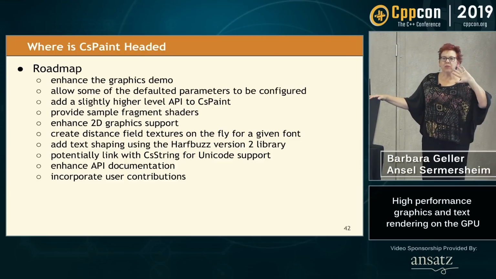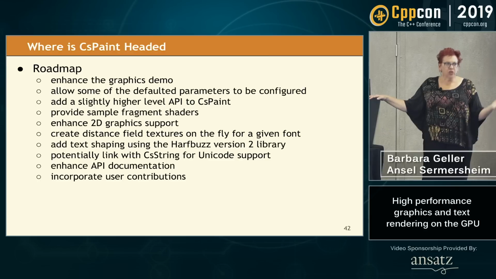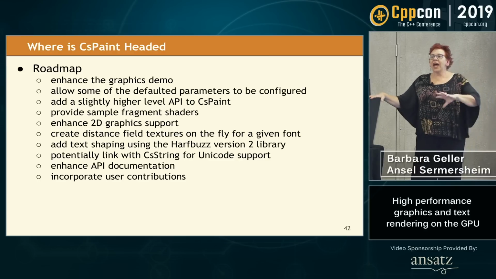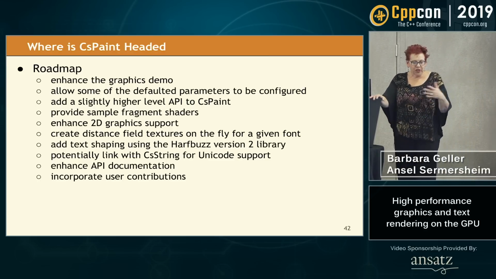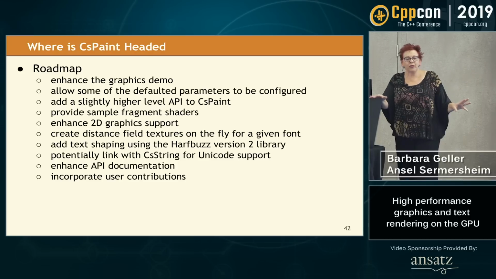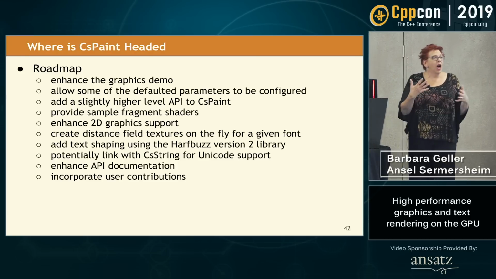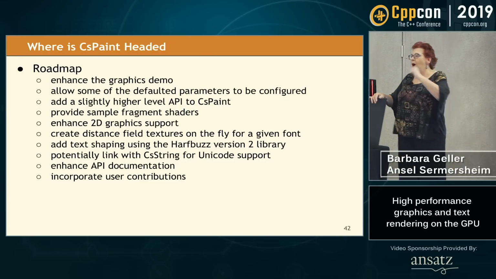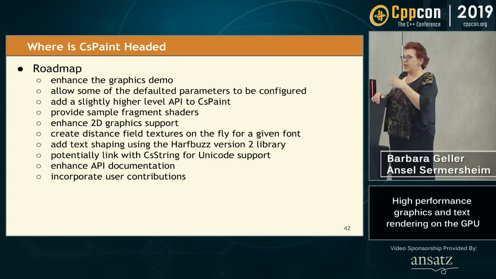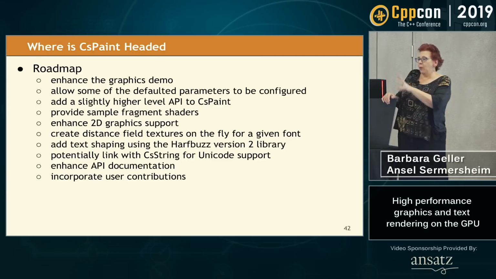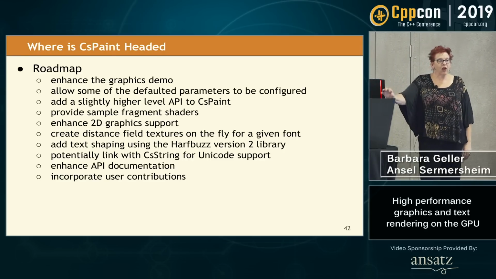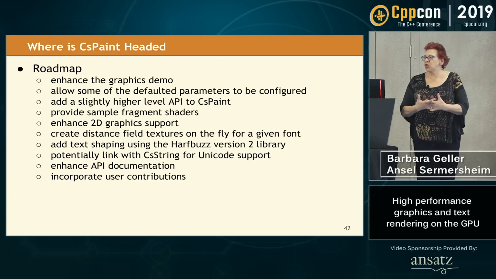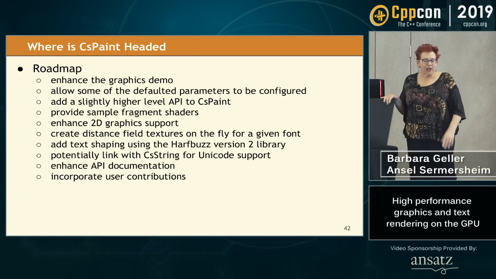If you've ever used any Mozilla product, like Firefox, or Android, you've been using HarfBuzz because it's the underlying library. We happen to know the developer of HarfBuzz. He's a really wonderful guy, and he has helped us incorporate that into CopperSpice. We're going to incorporate HarfBuzz into CS Paint so that we can go beyond Latin 1 and do text shaping. We may also incorporate CS String. We may have that as an option to link together so we can go beyond Latin 1.